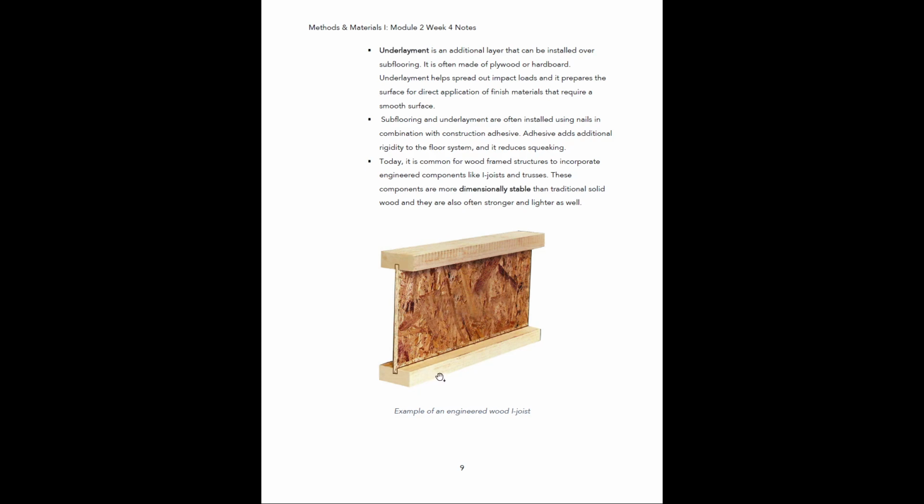Here you can see an example of a wood I-joist. They have this top chord here, and this one is the bottom chord, and that is just regular old lumber. Then they take a panel of OSB and run it vertically between the two. These are a lot thinner and lighter than traditional beams or joists, but they can offer a lot better strength, and they're more dimensionally stable.